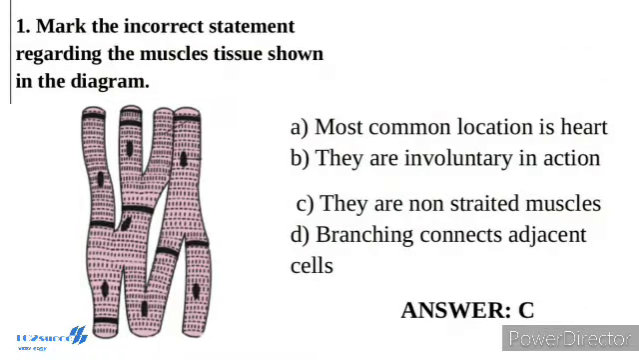NEET Biology diagram based practice question number 13. Question number 1. Mark the incorrect statement regarding the muscle tissue shown in the diagram. Shown in the diagram: muscle tissue, cardiac muscle tissue.